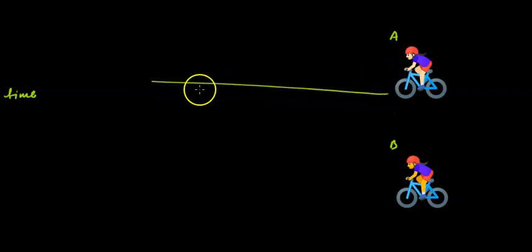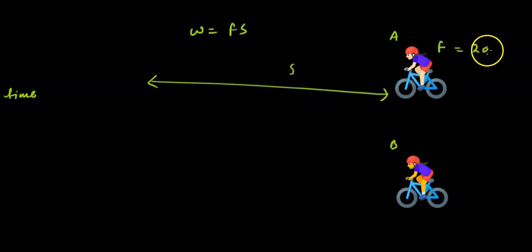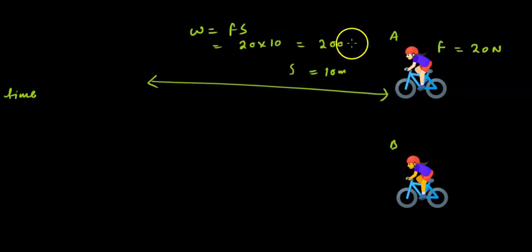So here we have two cyclists. Suppose this is cyclist A and this is cyclist B. Suppose the cyclist applies a force forward to move forward, and moves a certain distance. Suppose the distance is s, and she applied the force F. So the work done will be Fs. Suppose this cyclist applies a force of 20 Newton and produces a displacement of 10 meter. So the total work done will be 20 into 10, which is 200 joule.